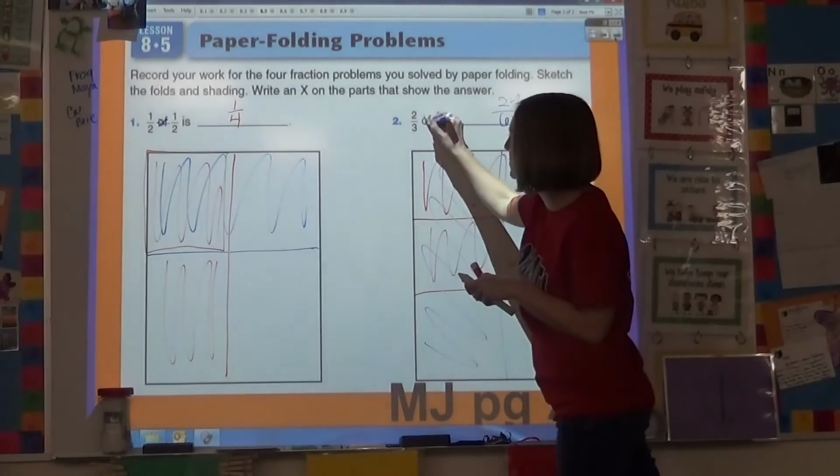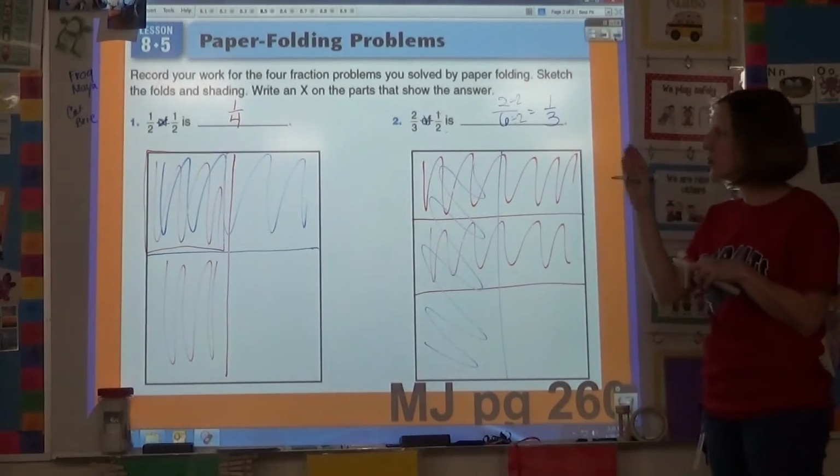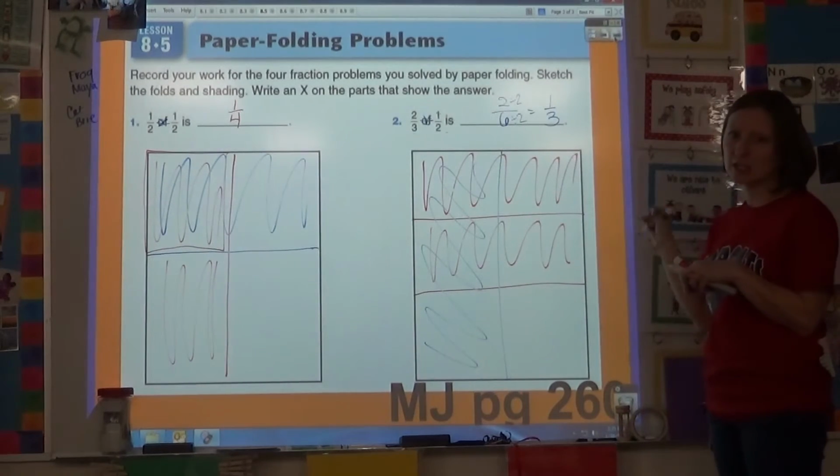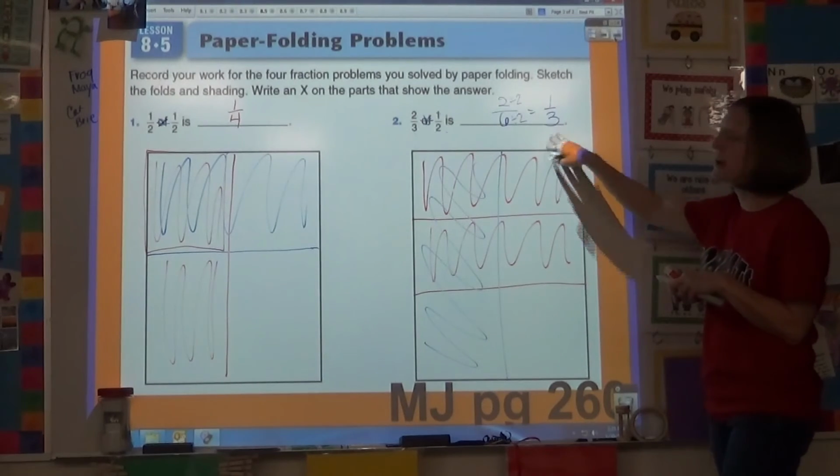Remember, of means to multiply. And you're going to multiply straight across: numerator times numerator, denominator times denominator, and then simplify if you need to.